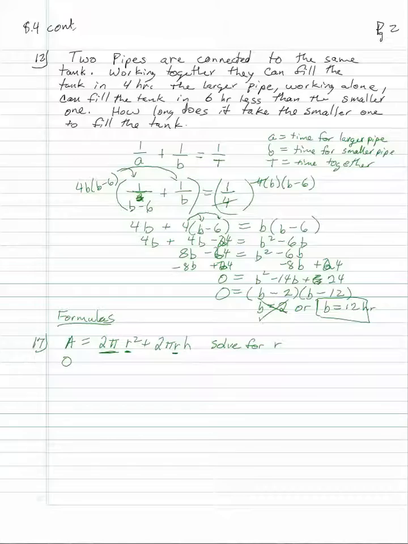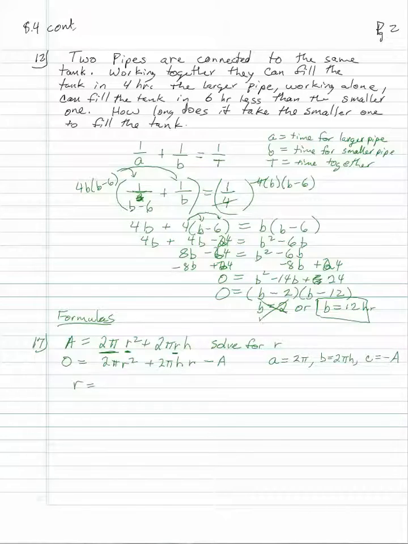So get it equal to 0. 2 pi r squared plus 2 pi, I'm going to put the h in front of the r, minus A. So I'm going to subtract A from both sides, and I'm going to use the quadratic formula to solve this. Thinking like a is going to be the 2 pi, b is going to be 2 pi h, and c is going to be negative capital A.